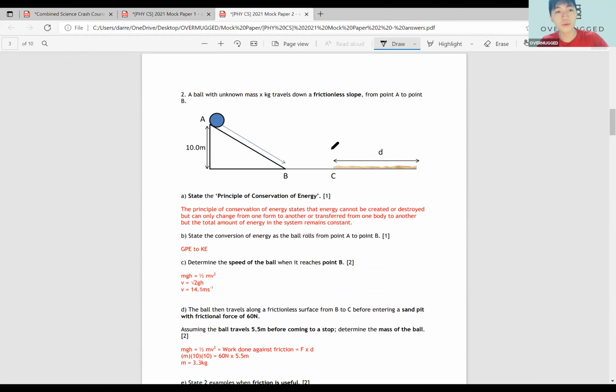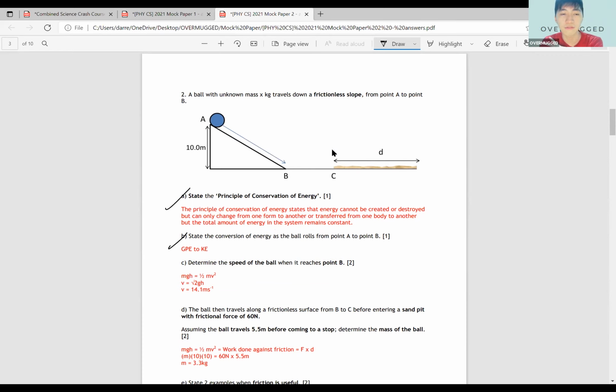Okay, question two, we have a ball with an unknown mass down a frictionless slope. Principle of conservation of energy, you just need to know, okay? If you don't know this, you lose a mark in the exam. There are two principles: principle of conservation of energy, principle of moments. You need to know both of them, okay? State conservation, this is pretty obvious.